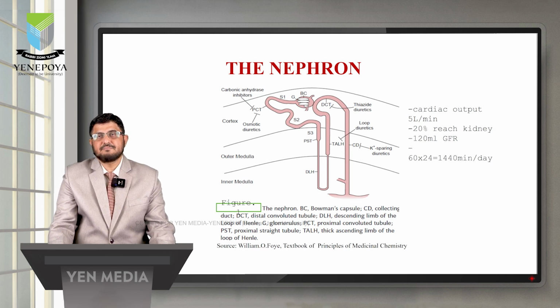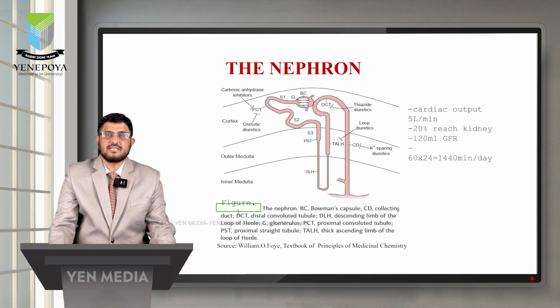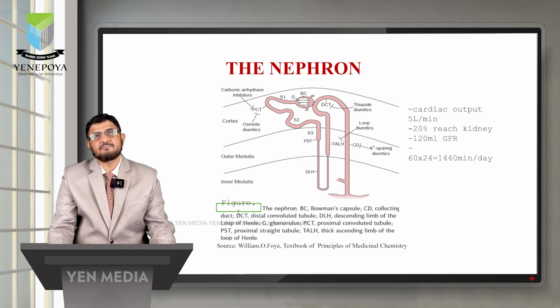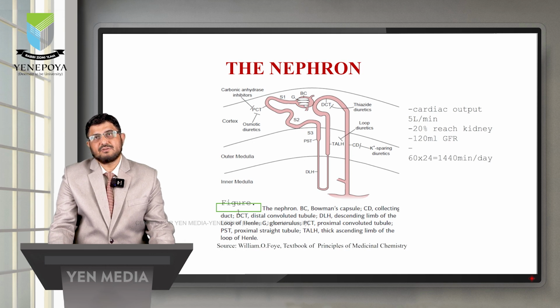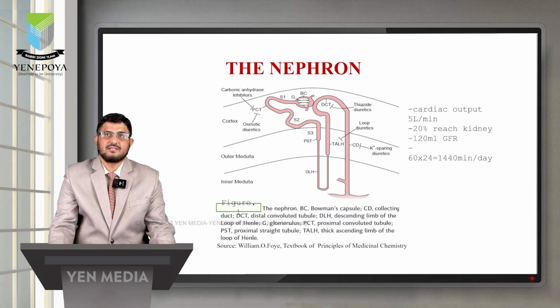To know that, we have a simple calculation. If 20% reaches the kidney, and in that we take 400 ml as cells and 600 ml as plasma. If the plasma flow of 600 ml reaches the glomerulus, how much will reach the Bowman's capsule, or we can say the glomerular filtrate? Not all the 600 ml will be filtered, only 20% of 600 ml will be filtered. So, 20% of 600 ml is 120 ml. That 120 ml is the GFR, the normal GFR for human beings.